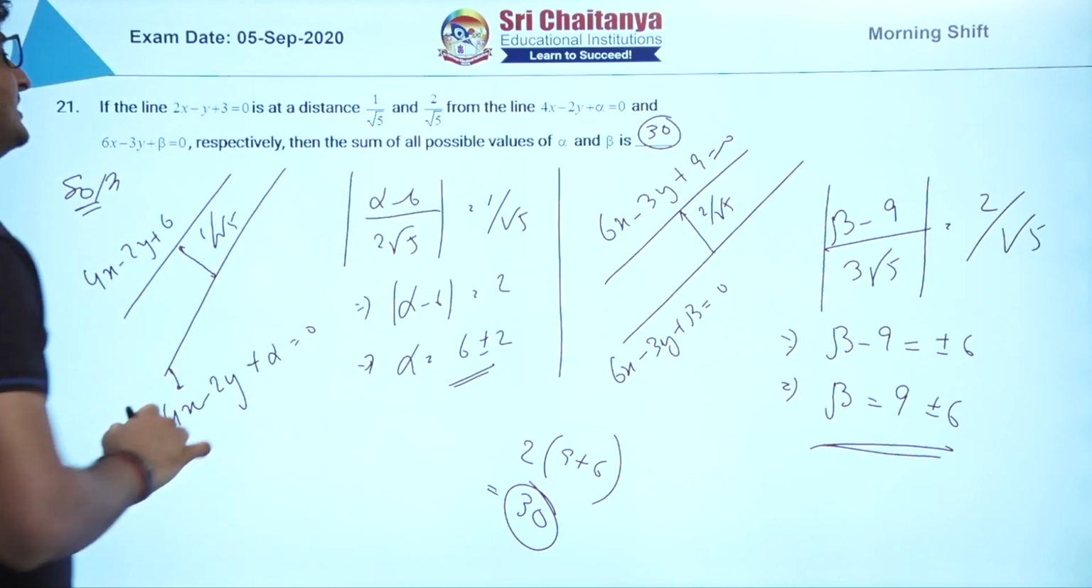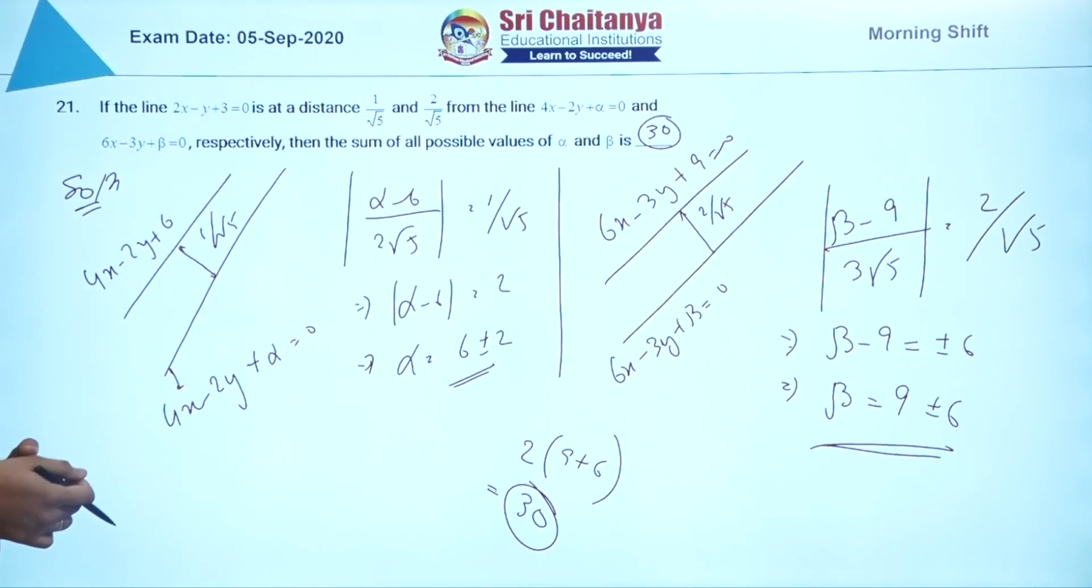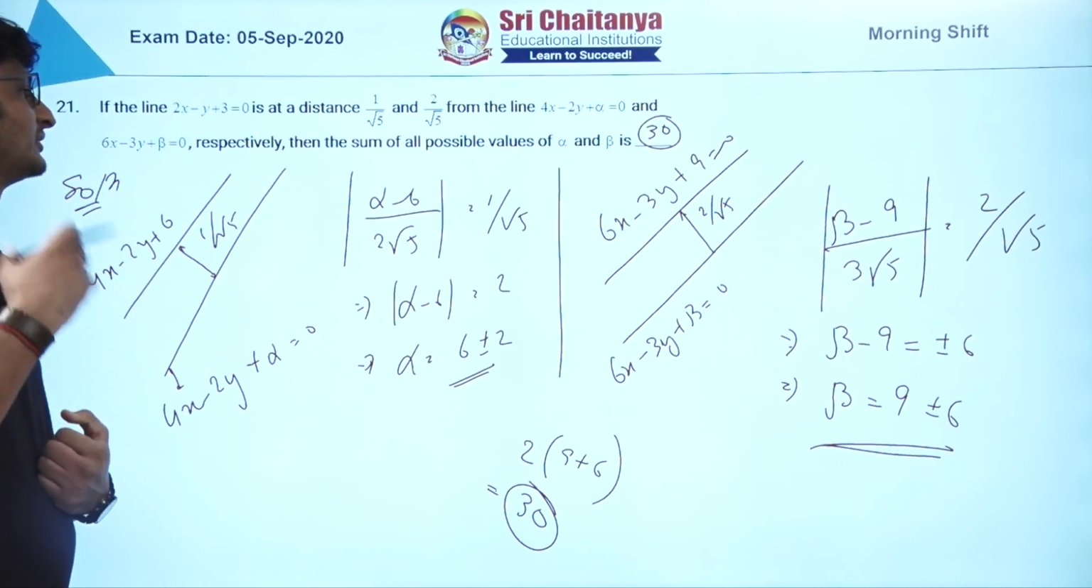Okay. Numerical question hai ye, options are not given, so you have to find the answers. Option 30 is the correct one. Clear? Move to the next question please.